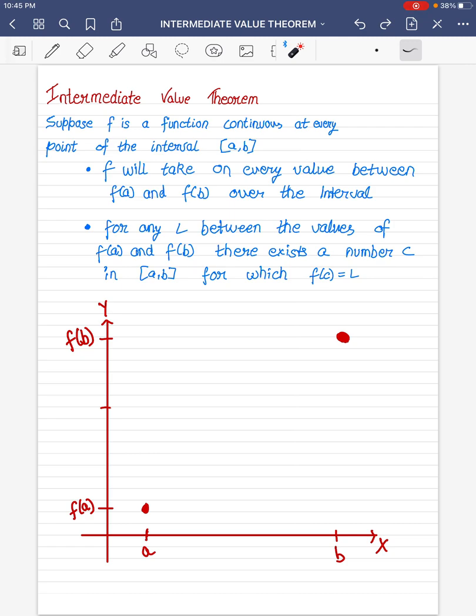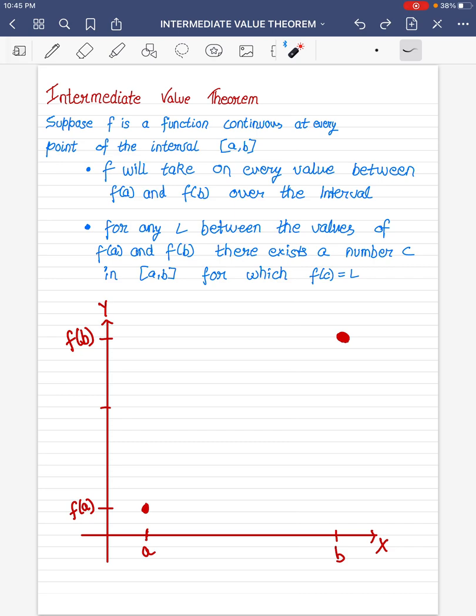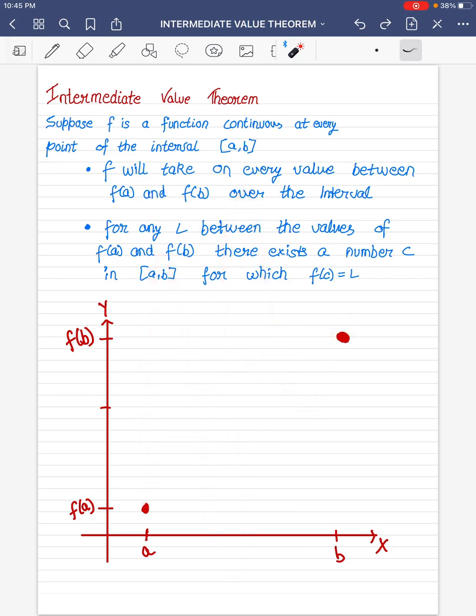Now we could have drawn any function that satisfies these two conditions. It could have been any roller coaster like function or a very simple function, but for simplicity I am going with a very simple function. So now let's go to the statement.